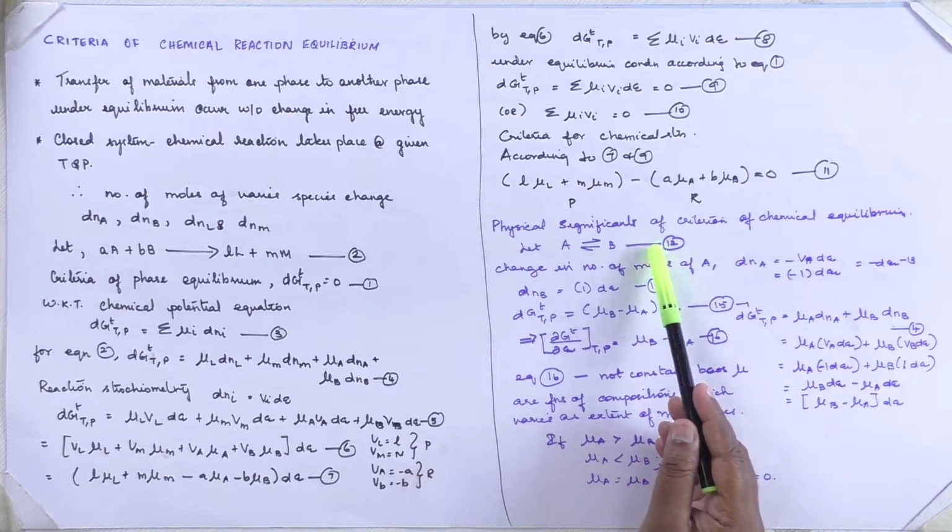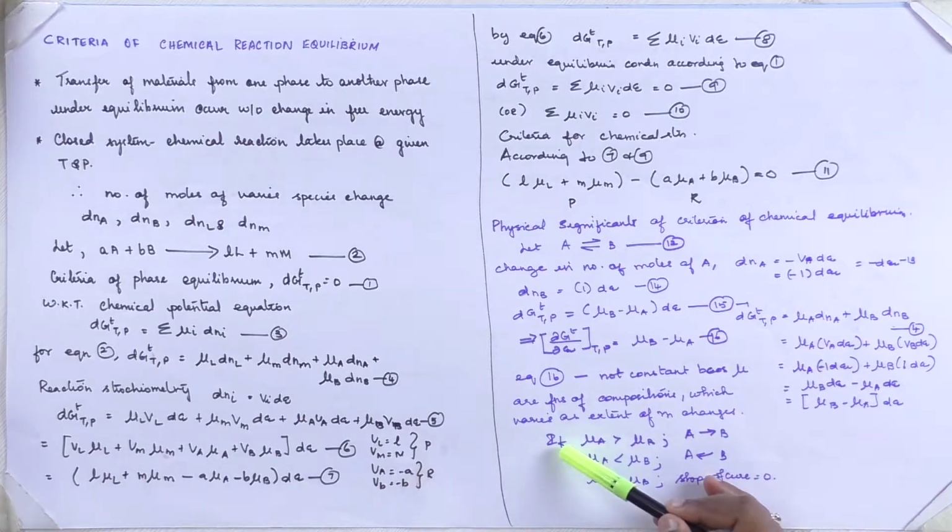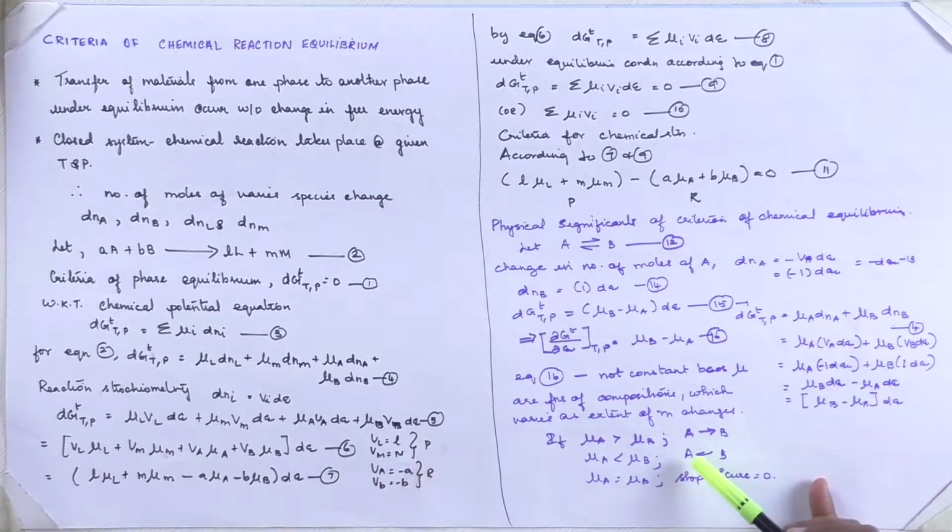The physical significance of the criterion of chemical equilibrium is being explained with chemical potential with respect to reactants A and B. When mu A is greater than mu B, the reaction goes to the forward side. When mu A is less than mu B, the reaction goes to the reverse side. When mu A is equal to mu B, the slope of the curve is said to be 0.